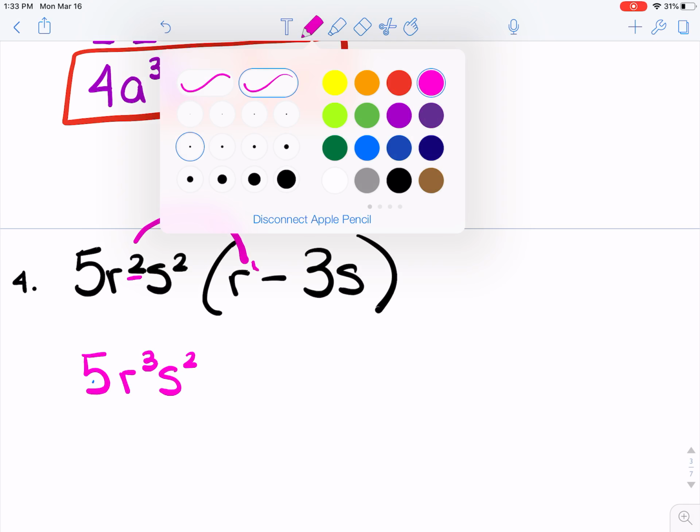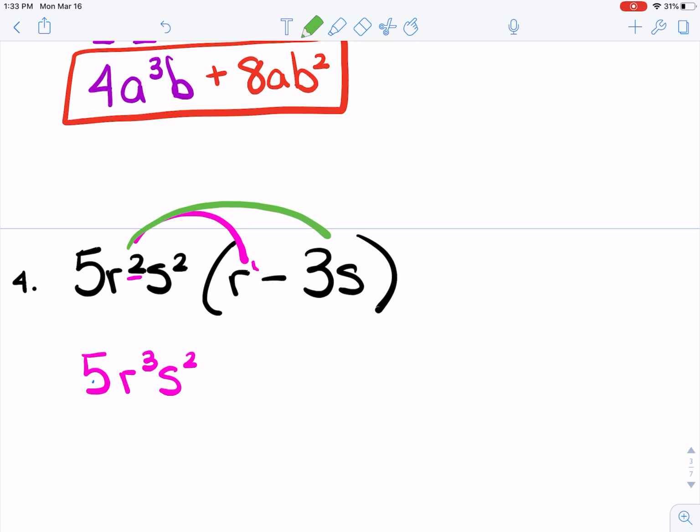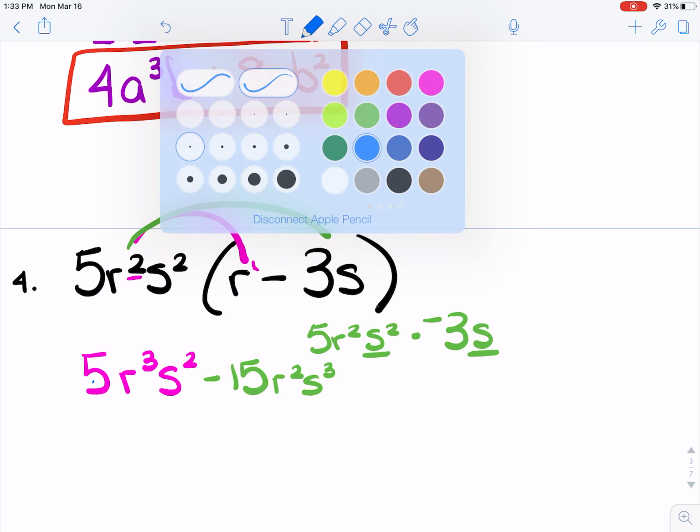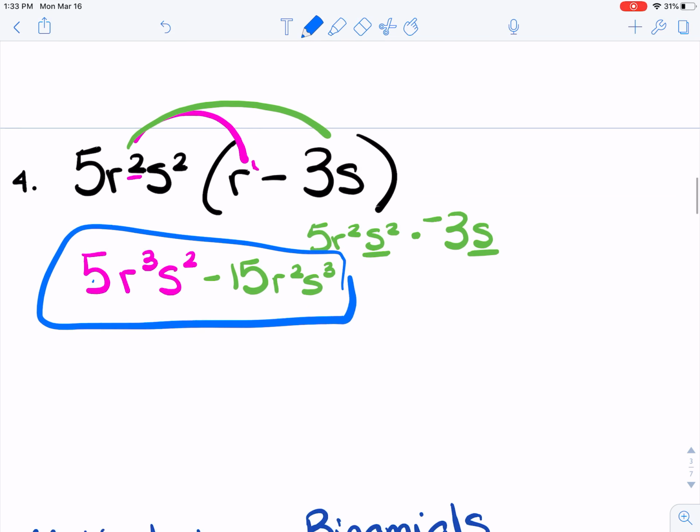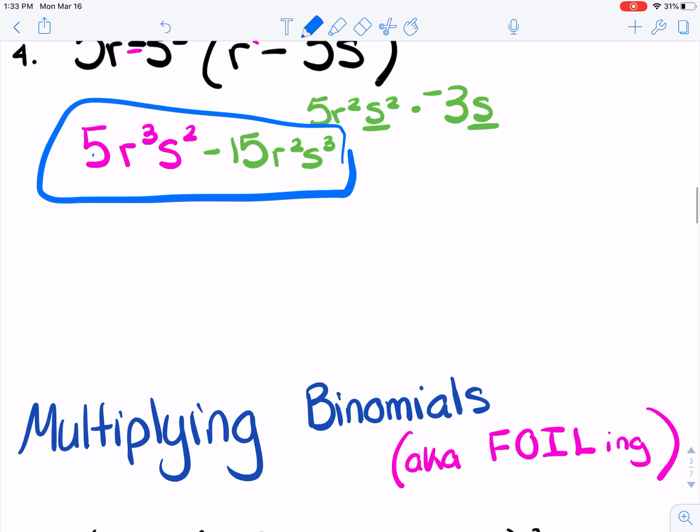Next, I'm going to multiply 5r squared s squared times 3s. Well, it's negative 3s actually. So again, I'm going to multiply 5r squared s squared times negative 3s. This will give me a negative, and 5 times 3 is 15, so negative 15. R squared stays the same. I have 2 s's here, 1 s here. It's going to give me s cubed. I'm done with this problem because I do not have like terms. They're similar, but they are raised to different exponents. I have an r and an s, but they're different exponents in each term.